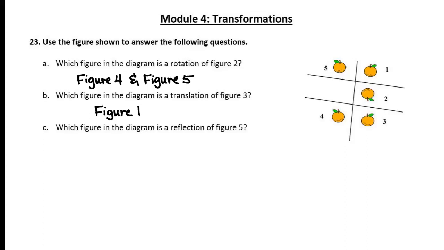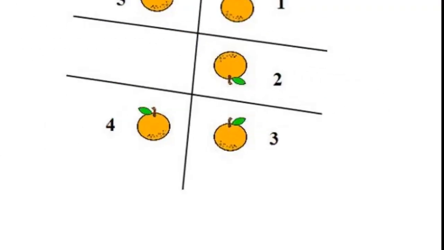Yes. We can move up, down, we can move left, right, so it can appear to have moved diagonally, but it needs to have the same orientation. So like on this orange, the stem is up and the leaf is on the right. If it's a translation, the stem is going to be pointing up and the leaf will be on the right. If it has the stem and the leaf in any other spot, it would not be a translation of figure 3.